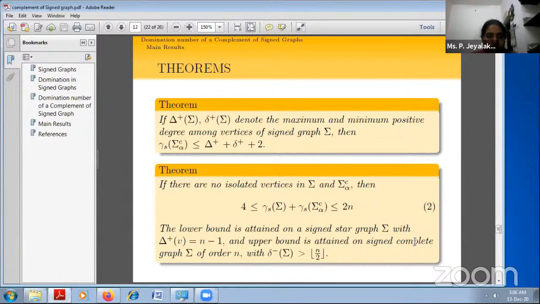Next theorem: if there are no isolated vertices in sigma and sigma alpha complement, then 4 is less than or equal to gamma_s of sigma plus gamma_s of sigma alpha complement, which is less than or equal to 2n. The lower bound is attained on a signed star graph with delta plus of sigma equal to n minus 1, and the upper bound is attained on a signed graph on n vertices with the condition delta minus of sigma greater than the floor of n by 2.